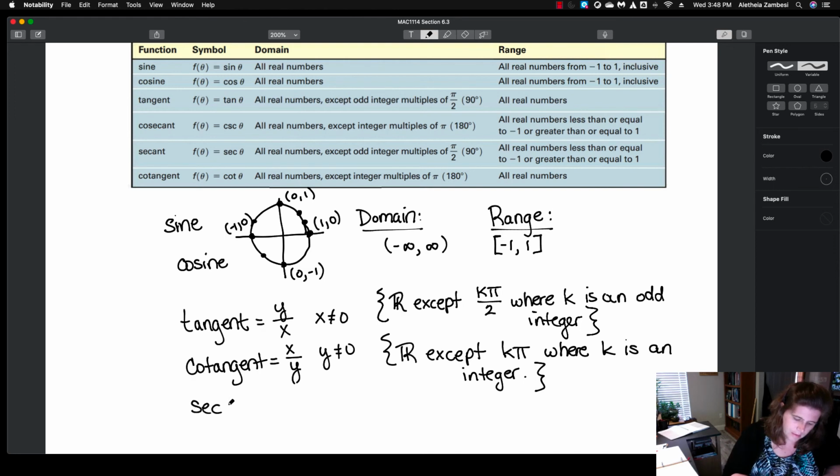Secant. Our secant function is the reciprocal of cosine. So our secant function is equal to r over x. And so we cannot have anywhere where the cosine function is equal to 0.